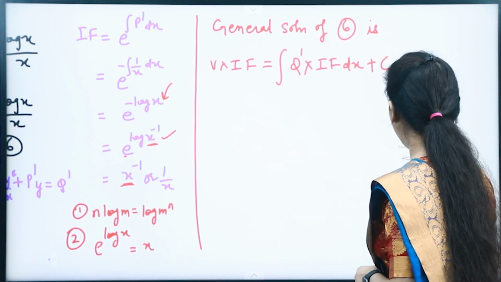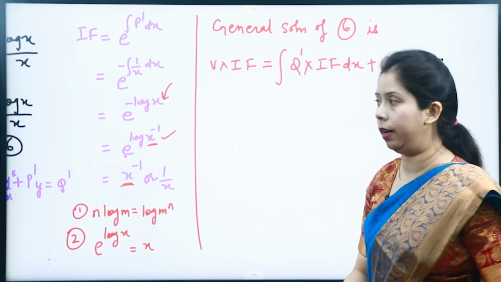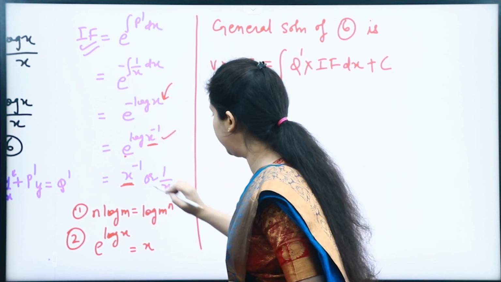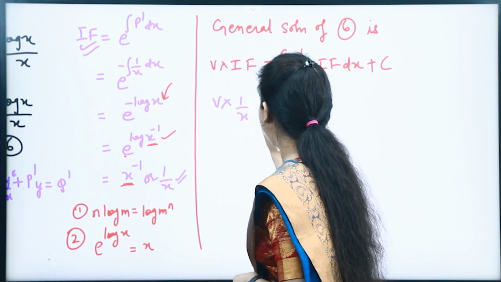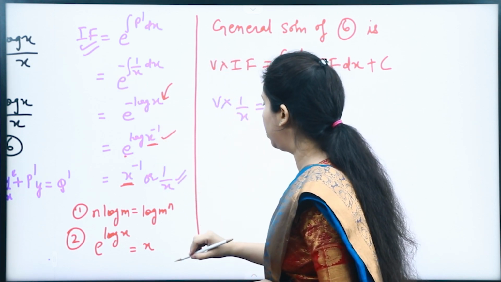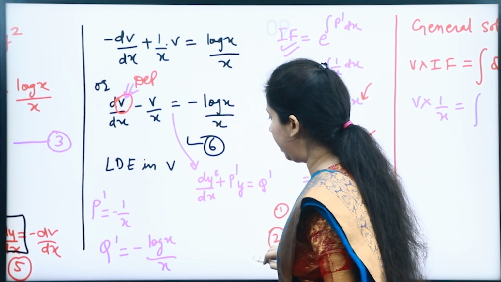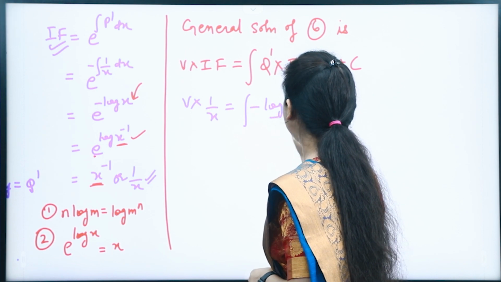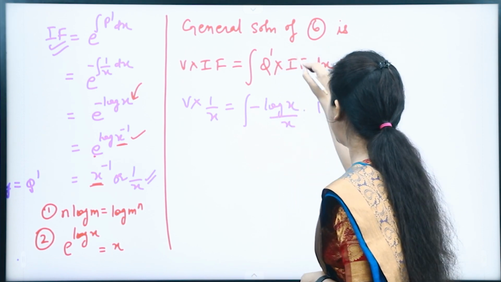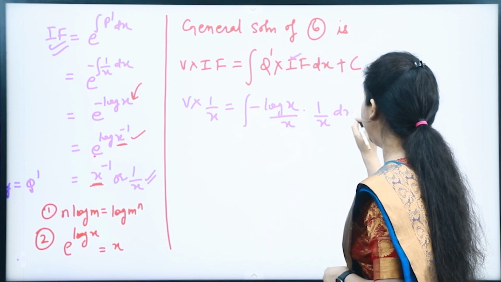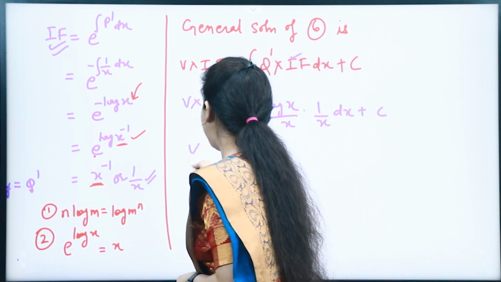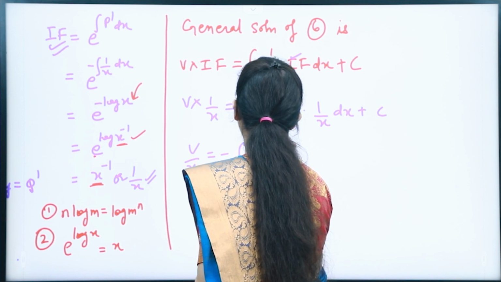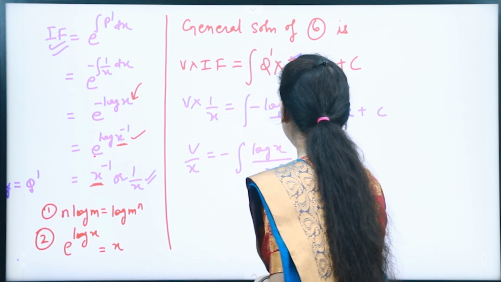So now we will substitute the value of the integrating factor and integrate. So v into integrating factor, which is 1 by x, is equal to q dash, which is minus log x upon x, multiplied by, again, the integrating factor, dx plus c. So v by x is equal to minus log x upon x square dx plus c.